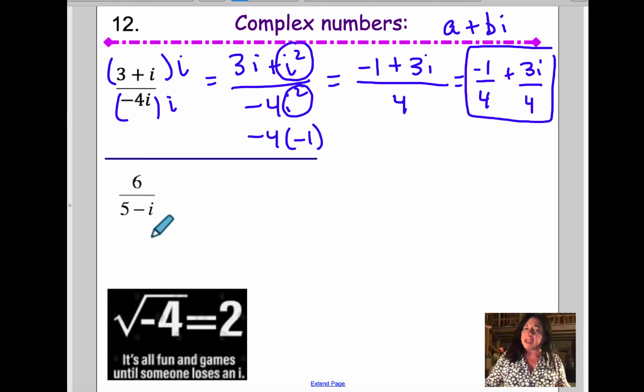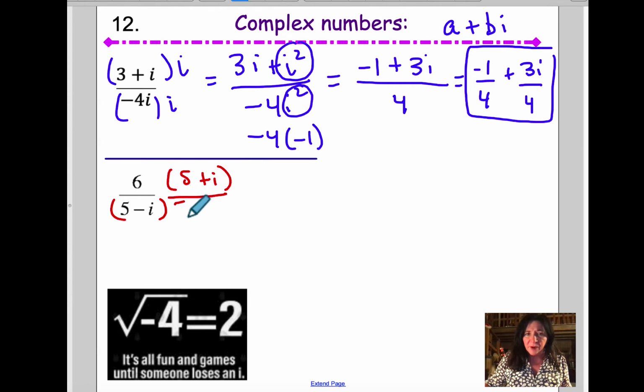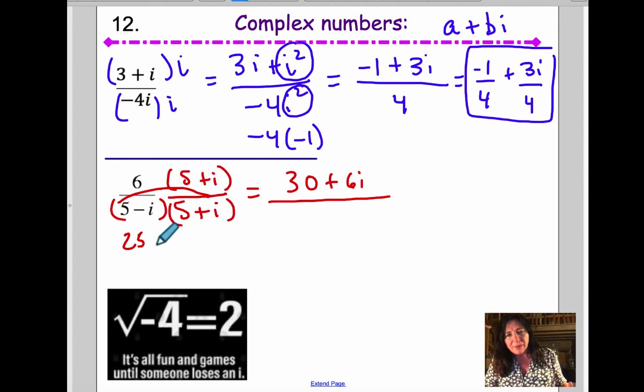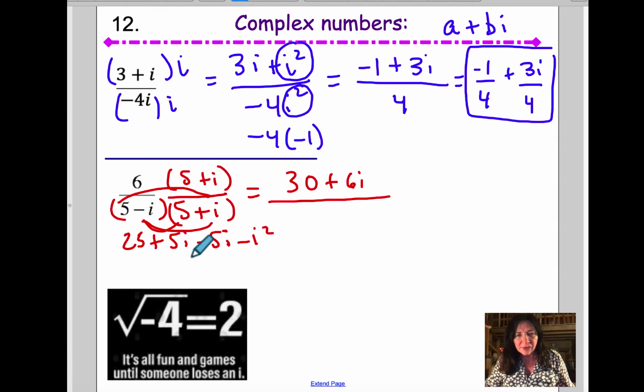All right, for this problem here, you're going to multiply by the conjugate, and the conjugate is going to be 5 plus i, all right? 5 plus i, like that. So when we distribute on the top, we're going to get 6 times 5, which is 30, and then 6 times i, so 6 times i is plus 6i. And this is all over, and now I'm going to FOIL on the denominator. So 5 times 5, 25, and then 5 times i is plus 5i, minus 5i, and then this is minus i squared.